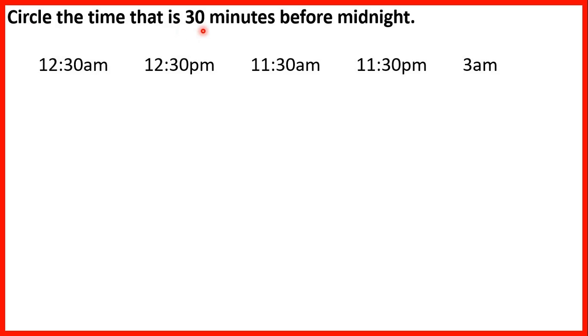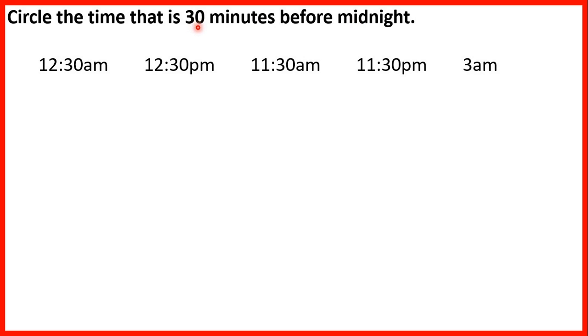Circle the time that is 30 minutes before midnight. So some of these times are AM times and others are PM. And if it's 30 minutes before midnight, that will be a time in the evening. So we need a PM time. Now 30 minutes before midnight is 30 minutes before 12 o'clock.